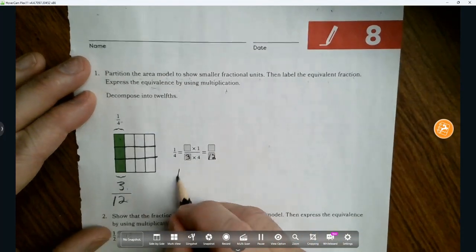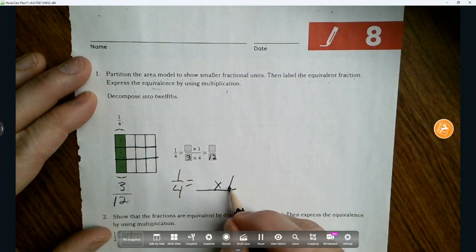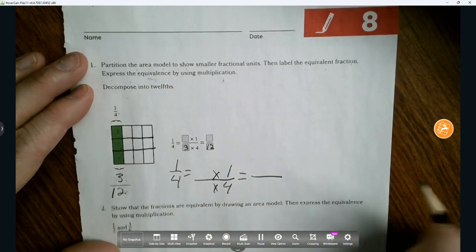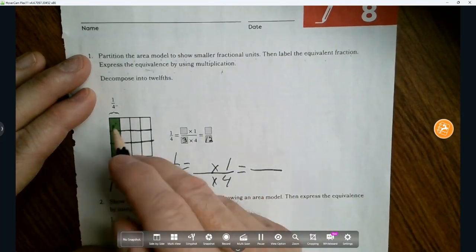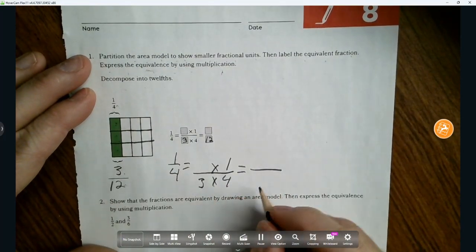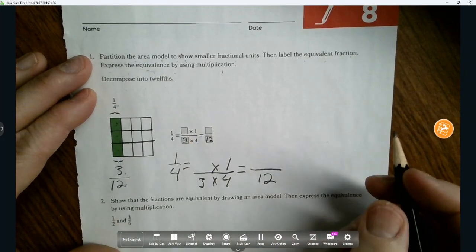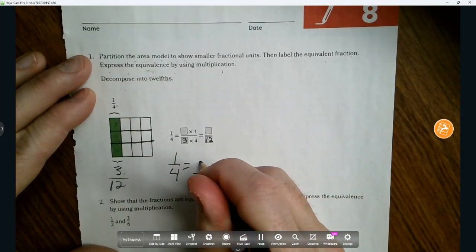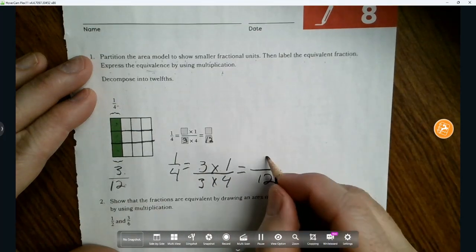This is so small. I'm going to write this bigger. Equals, we've got this line with an x and a 1, an x and a 4, that equals this. Sorry, that's bigger. I want you guys to see it. So we said we had to multiply the 4 times 3 to get us 12. Well, to make sure they're equivalent, when we're showing equivalence, you have to also multiply the top by 3. So 3 times 1 is 3.